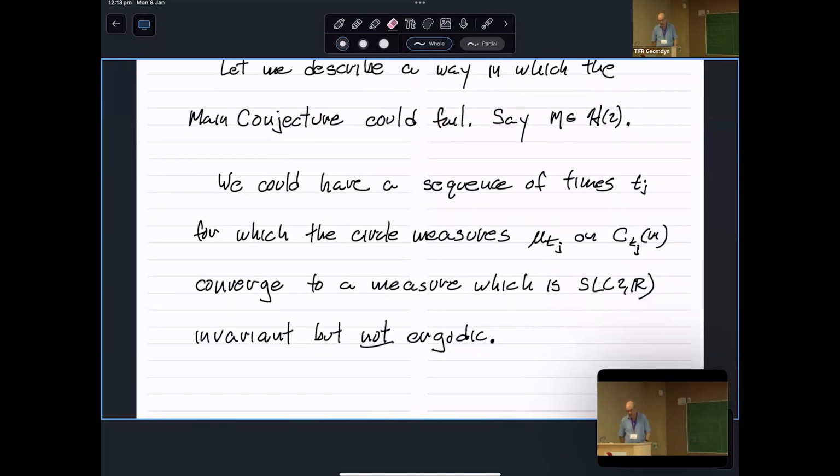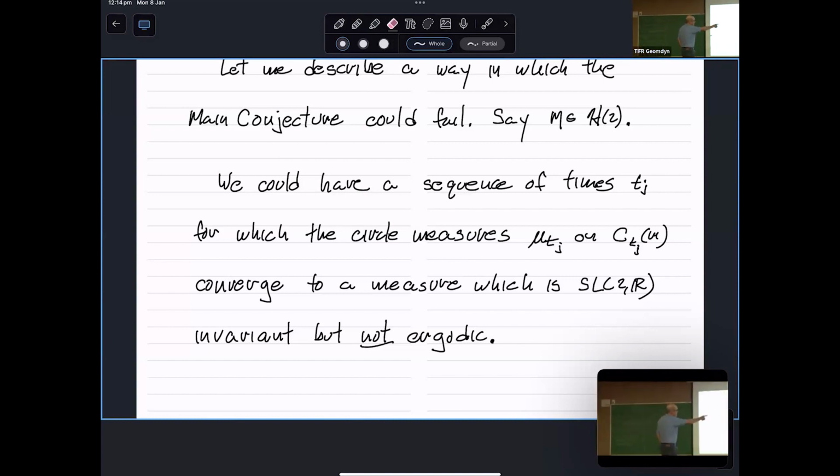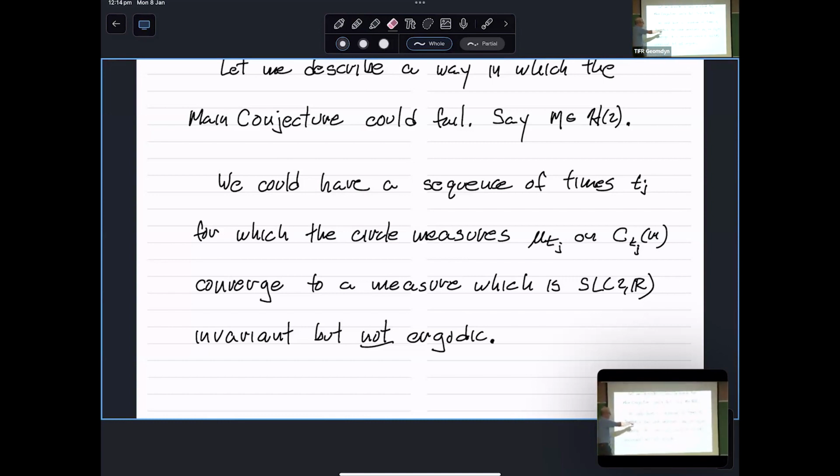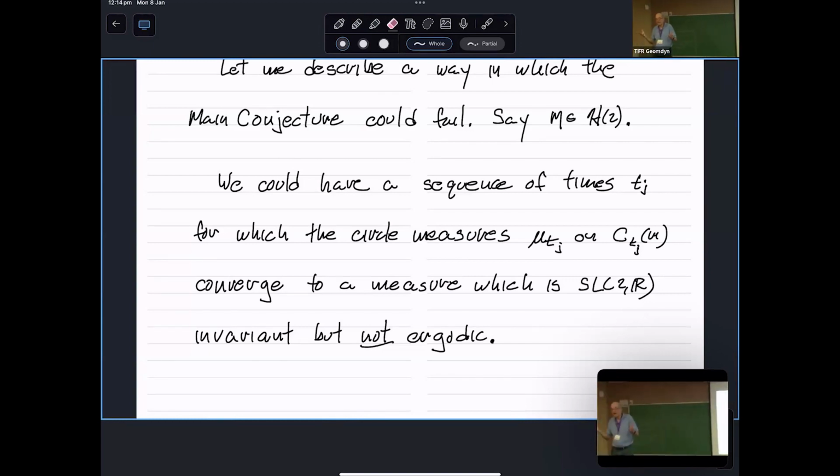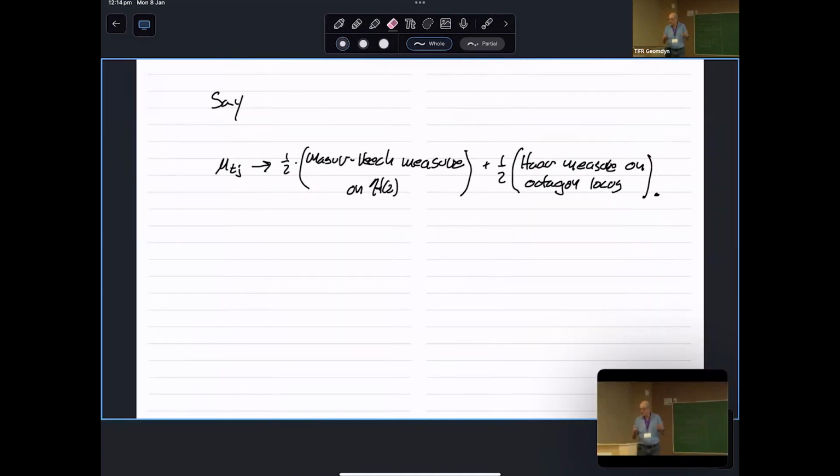Okay. So then let me describe a way in which the main conjecture could fail. This is kind of a different way. Even if you know all the horocycle invariant measures, it could still fail in the following sense. So we take a surface M in H sub 2. We could have a sequence of times T sub j for which these circle measures, mu sub T sub j, converge to a measure which is SL2R invariant, but it's not ergodic. It could be a non-trivial sum of two different SL2R invariant measures, right?